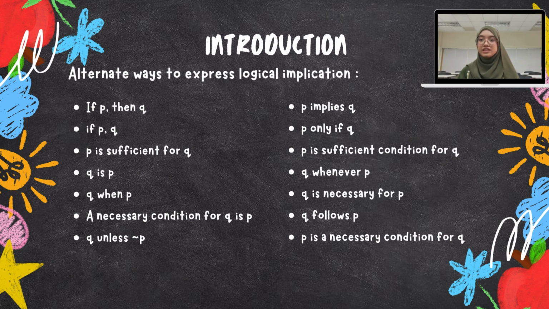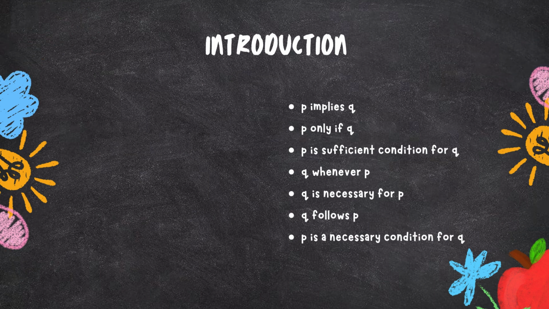Next, if P, Q; P is sufficient for Q; Q if P; Q when P; a necessary condition for Q is P; Q unless not P; P implies Q; P only if Q; P is a sufficient condition for Q; Q whenever P; Q is necessary for P; Q follows P; P is a necessary condition for Q. Although the sentences look different, they all represent the same logical implication, which is P implies Q.